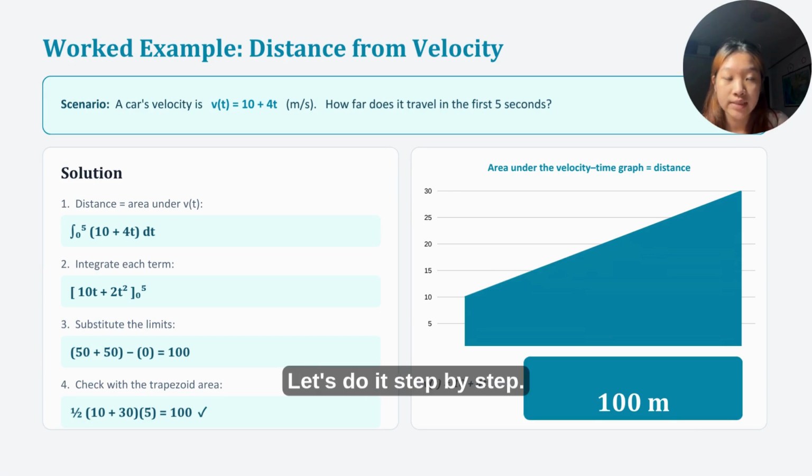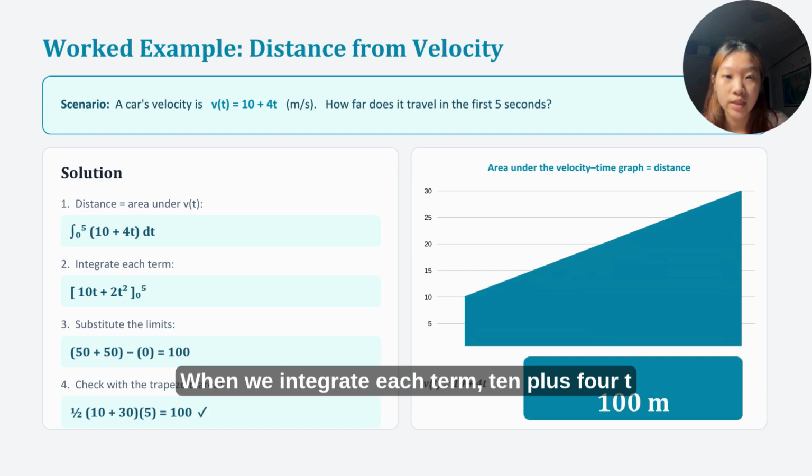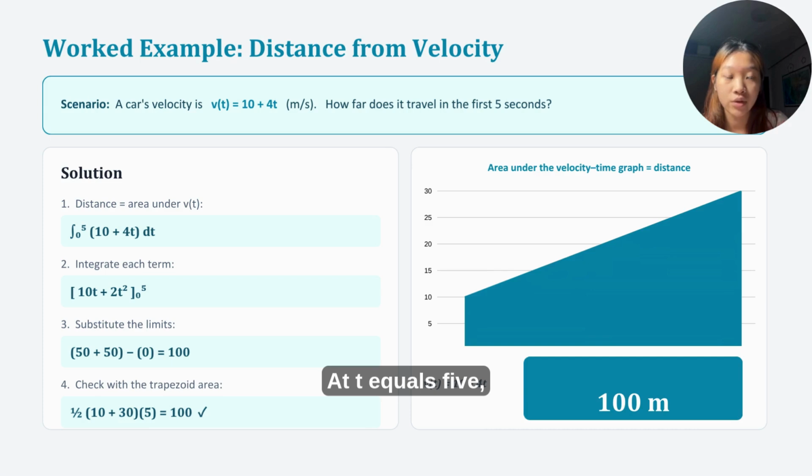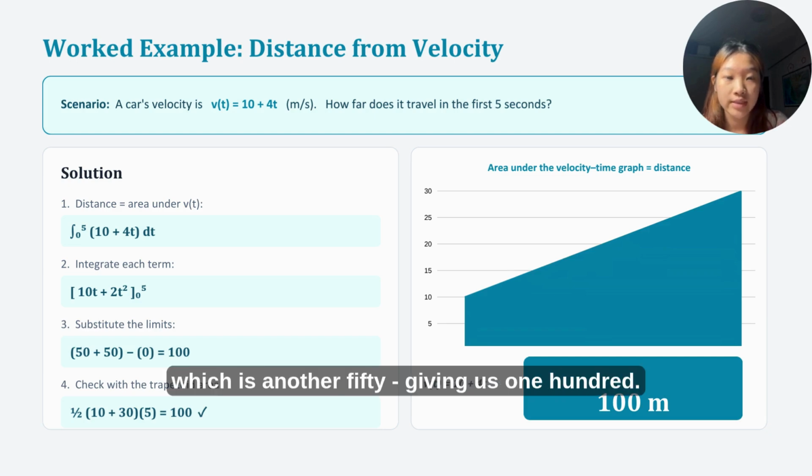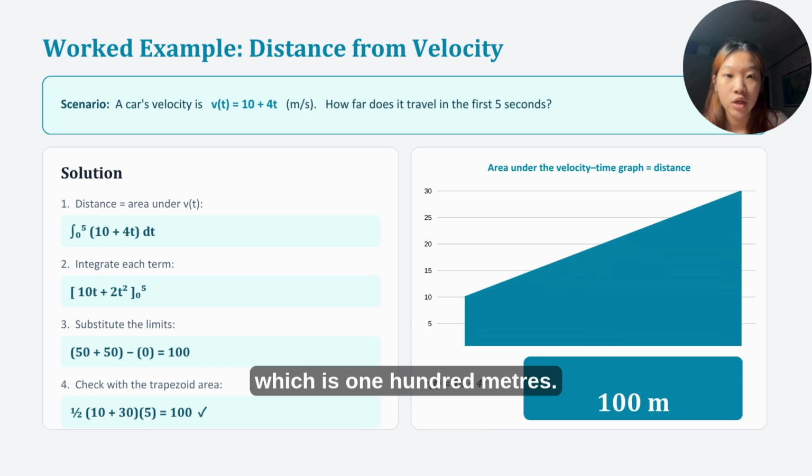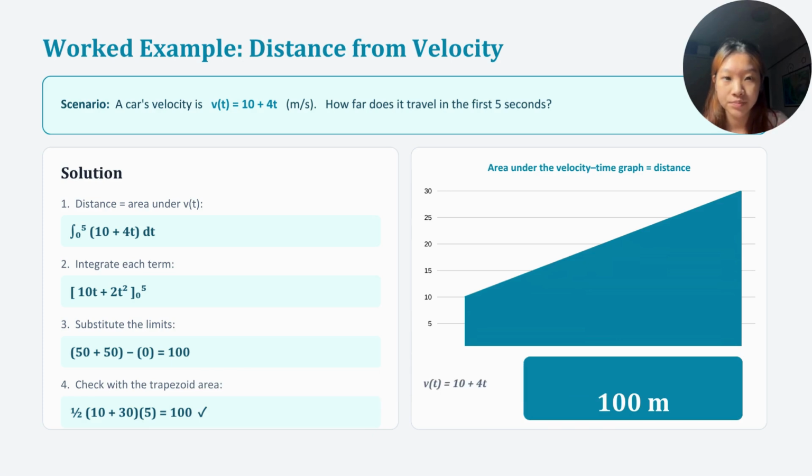Let's do it step by step. When we integrate each term, 10 plus 4t becomes 10t plus 2t squared. Next, we substitute in our limits, starting with t equals 5. We get 10 times 5, which is 50, plus 2 times 5 squared, which is another 50, giving us 100, and at t equals 0, everything is just 0. So the total is 100 minus 0, which is 100 meters.